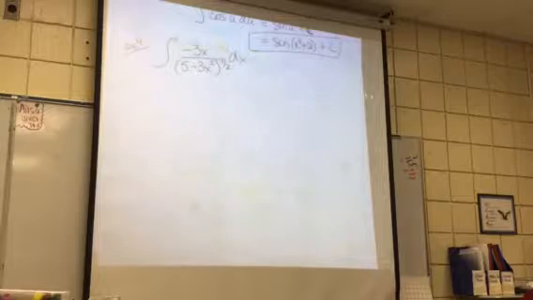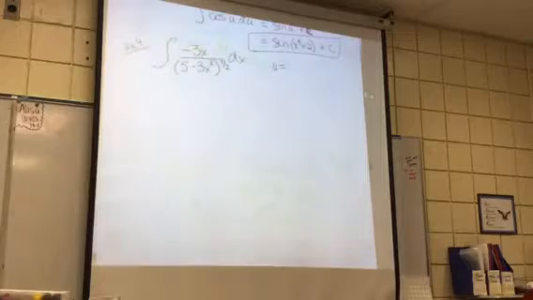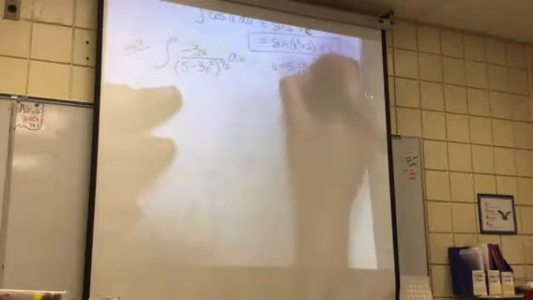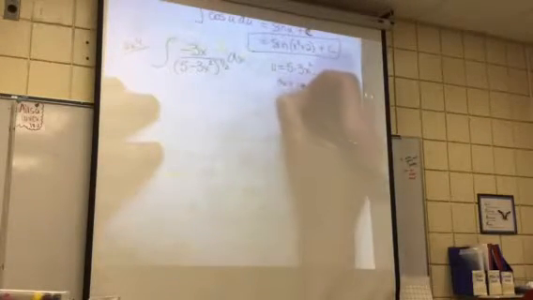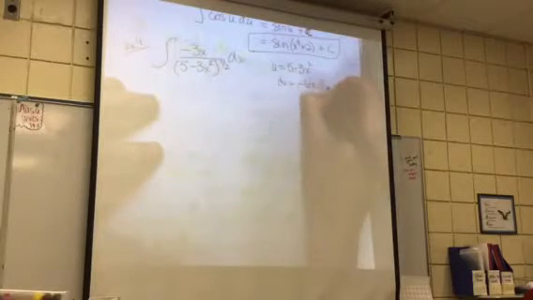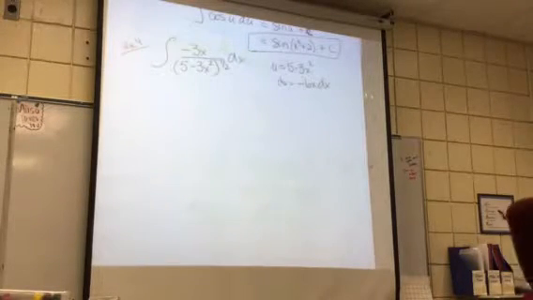Now, are you always going to choose the correct u the first time? No. If you choose a u that doesn't work for you, then try to figure out another u. What does it look like this u would need to be? 5 minus 3x squared. So then du would be negative 6x dx. Do I have a negative 6x dx in here? No, I don't. But don't I have something close to that? Yes. Okay, so there's a way that we can work around this.